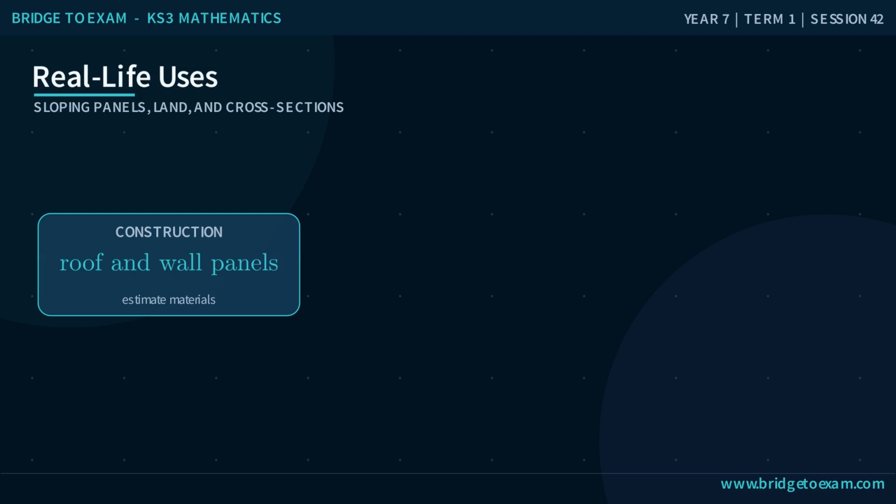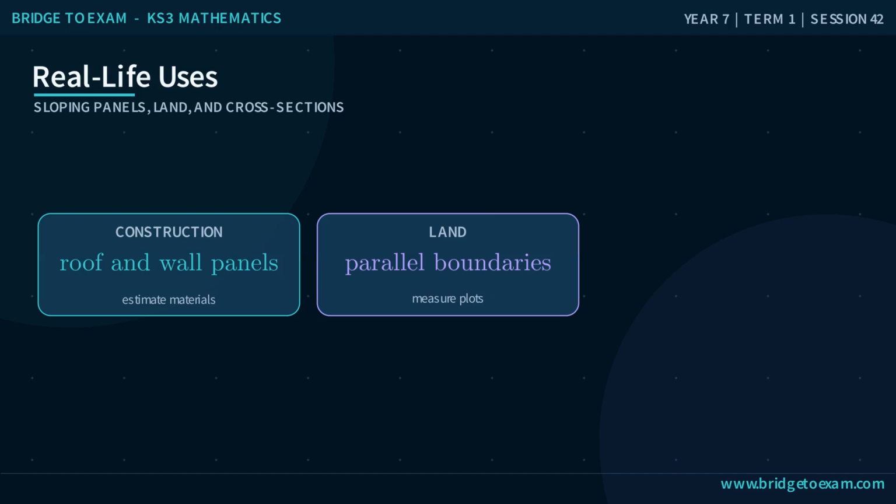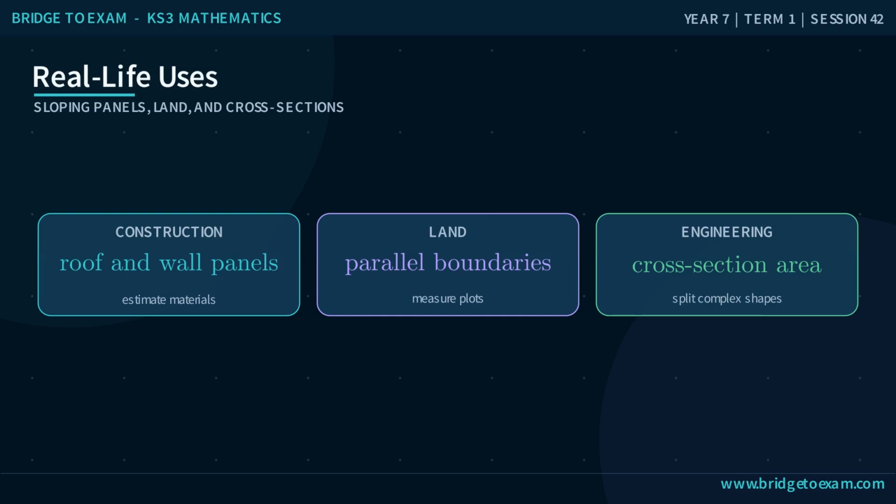Builders estimate material for sloped panels and roof sections. Land surveyors approximate plots bounded by parallel edges. Engineers split complex cross-sections into parallelograms and trapeziums.